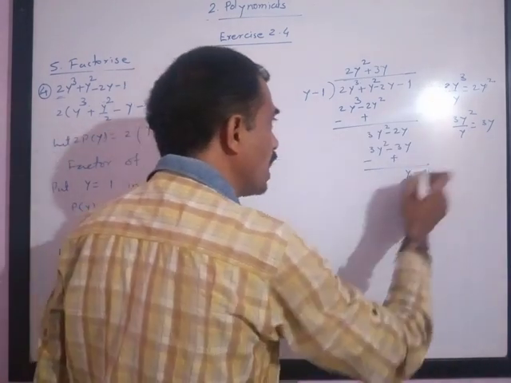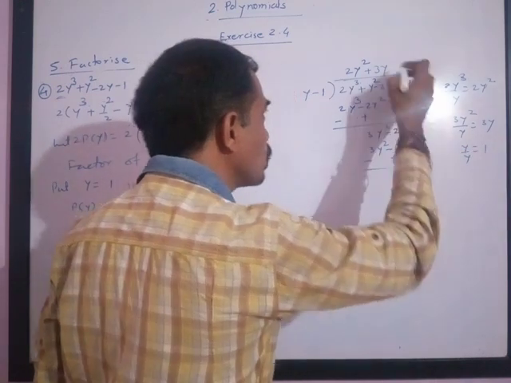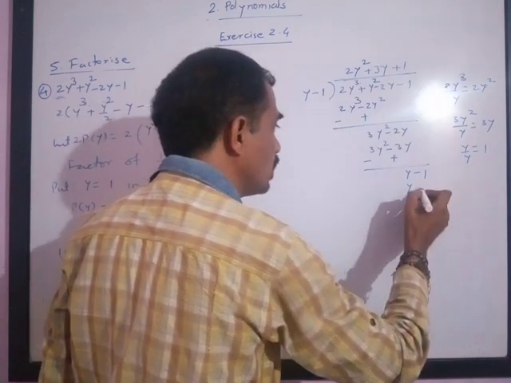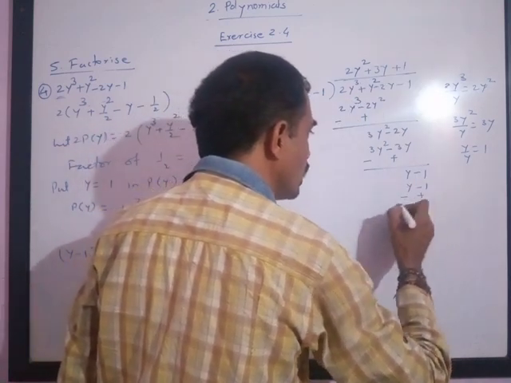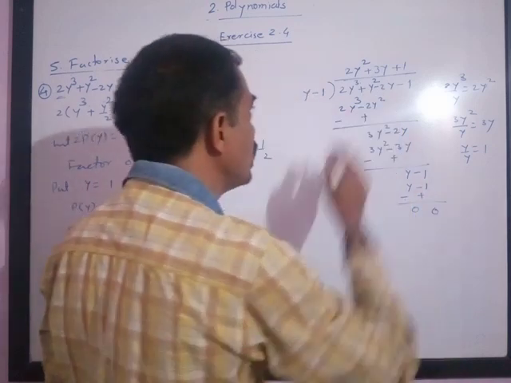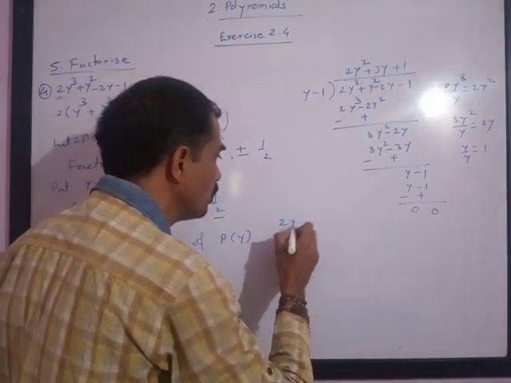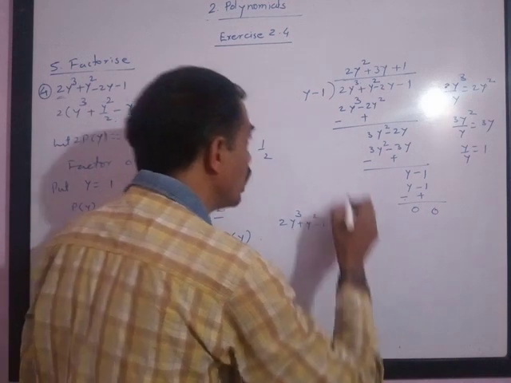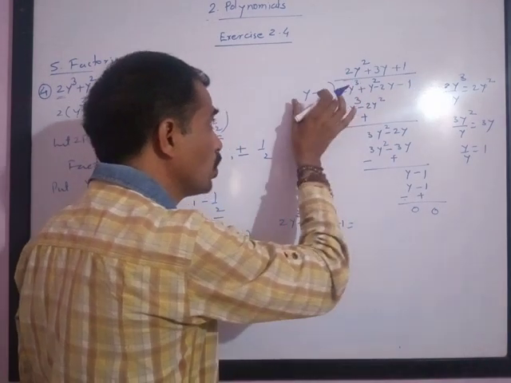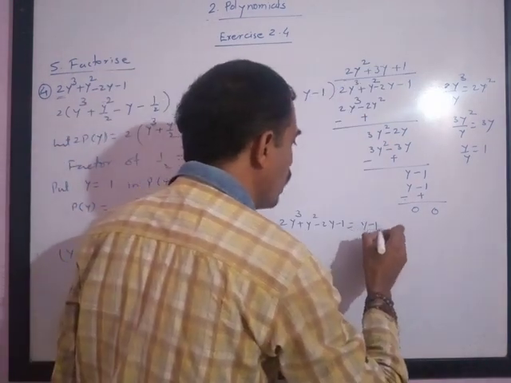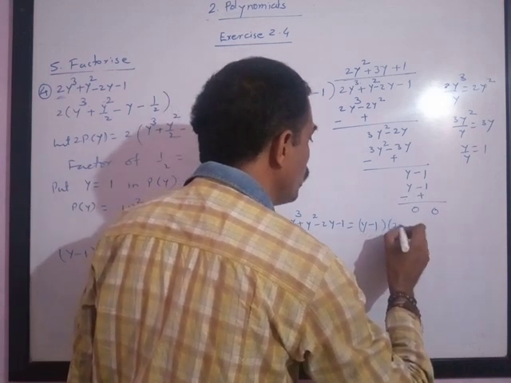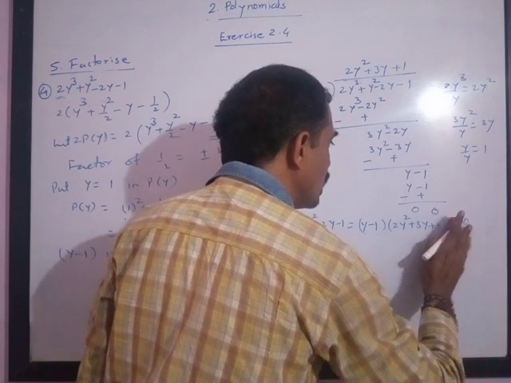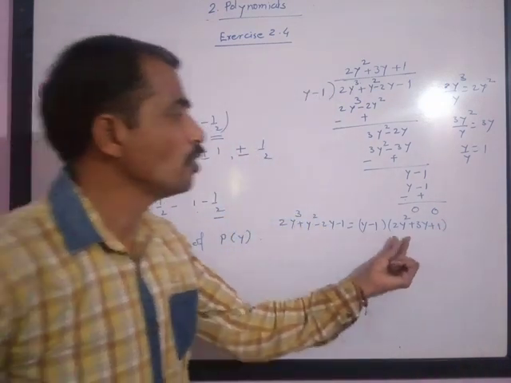Now y divided by y, quotient is 1. So plus 1 into y is y and 1 into minus 1, with negative signs, we see the remainder is 0. Now it means 2y cube plus y square minus 2y minus 1 is equal to, dividend is equal to divisor multiplied by quotient, y minus 1 into 2y square plus 3y plus 1, plus remainder 0. There is no need to write that. Now we have to factorize this.